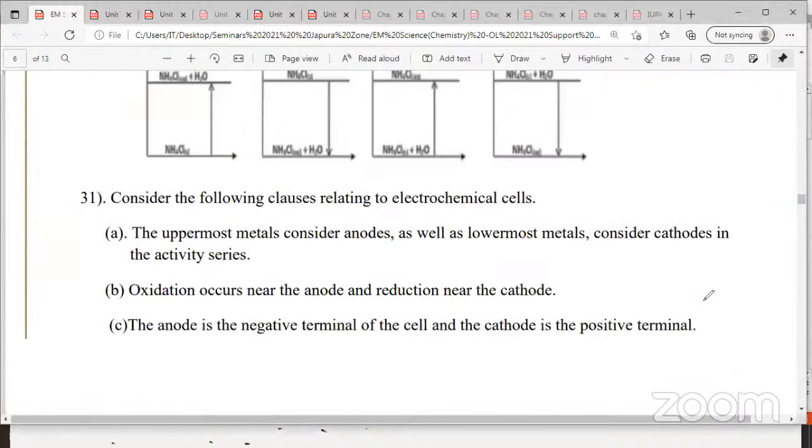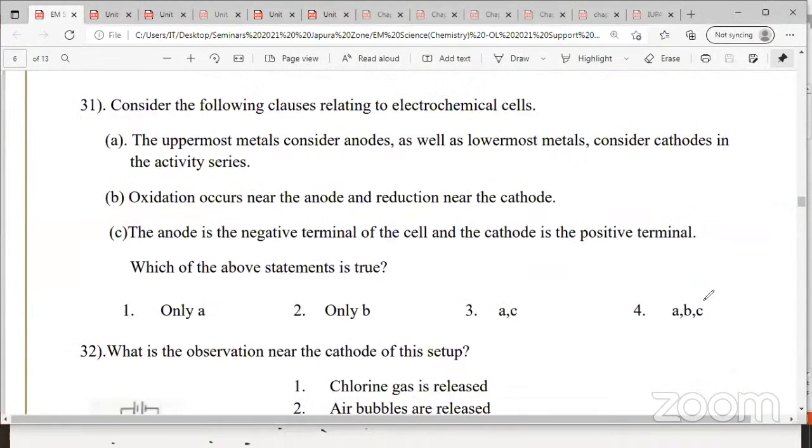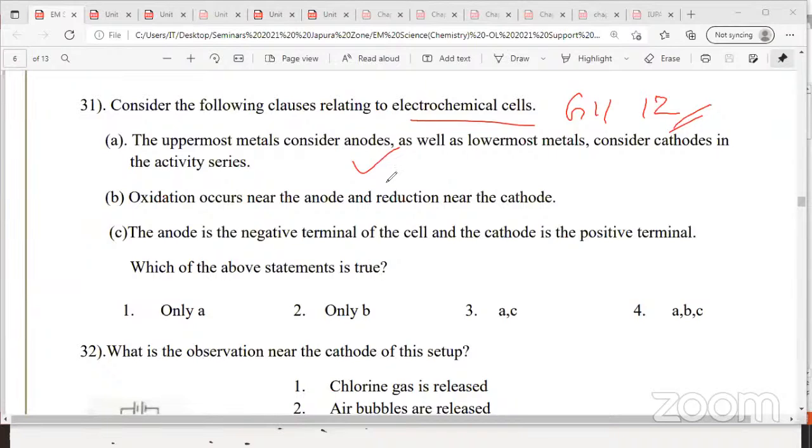Question number 31. Electrochemical cells, this is electrochemistry, Grade 11, chapter 12. Uppermost metal is considered the anode and lower metal is considered the cathode in the activity series. That is correct. Metals above act as anode. Metals below act as cathode. Right.